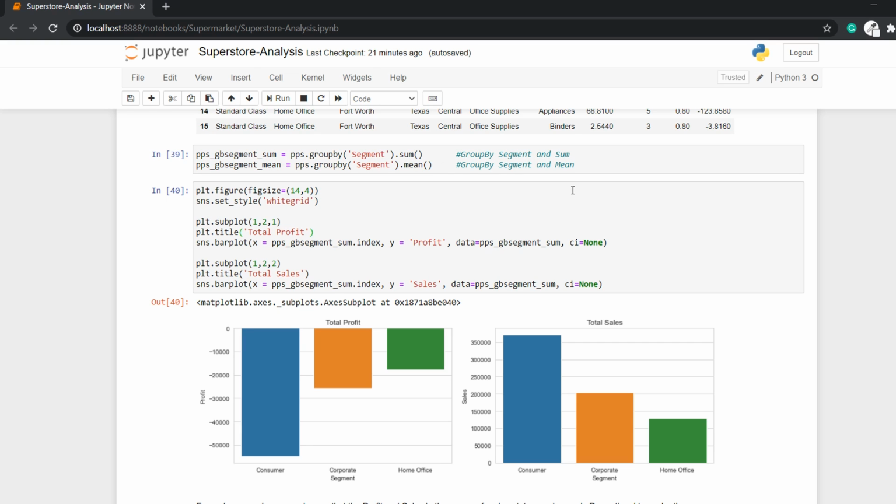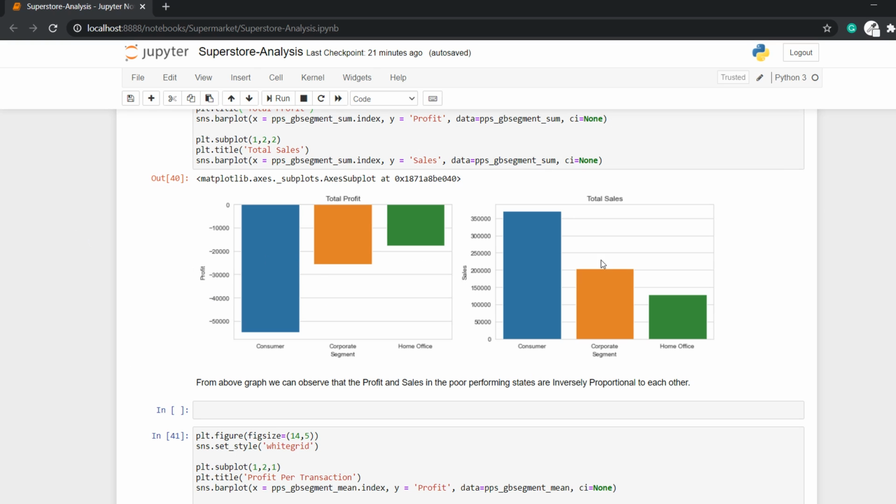Here you can see the two graphs of total profit and total sales, where the consumer segment is highest in the loss and also highest in the sales, followed by the corporate segment and home office. So what this graph means is that the profit and sales in poor performing states are inversely proportional to each other. That means the higher the sales go, the higher the losses are in these states.